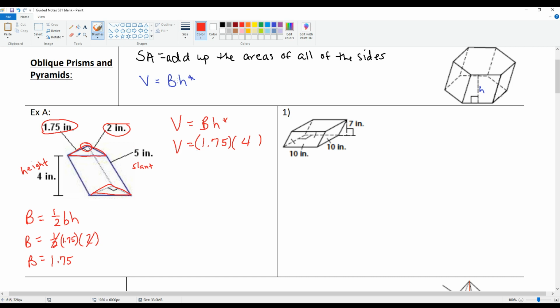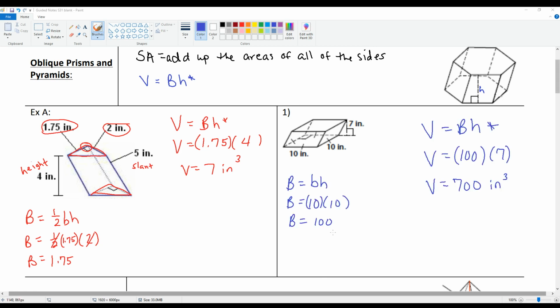When we solve this, we just go ahead and multiply these together. 1.75 times 4 gives me 7. I'm going to go ahead and grab the units from the problem, and that is inches. And this is volume, so it'll be inches cubed. Okay, go ahead and take a look at number 1. Pause the video and start it when you're ready to see the answer.